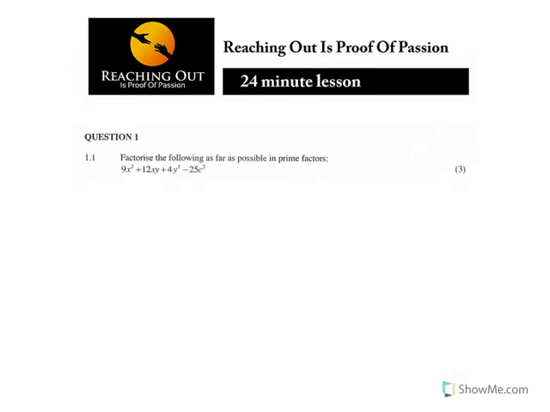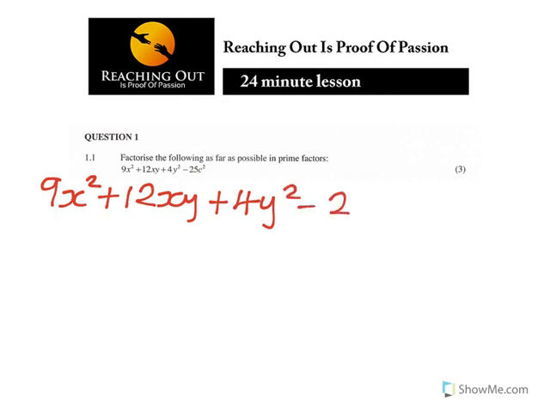So now, let's look at the first question. The first question is: factorize the following as far as possible into prime factors. If I can write that, what they gave there was 9x² + 12xy + 4y² - 25c². Remember, they say factorize as far as possible into prime factors. Now, what you're noting is, let us look at the first 3 of these.